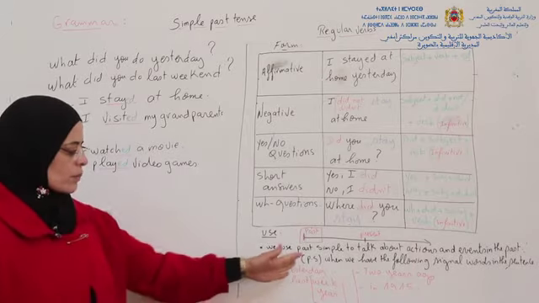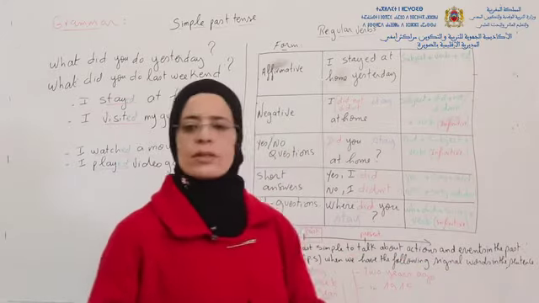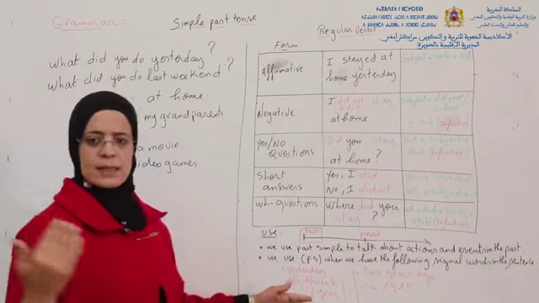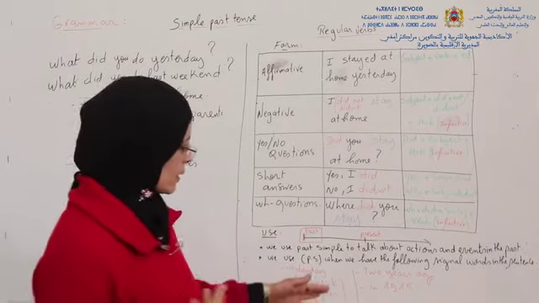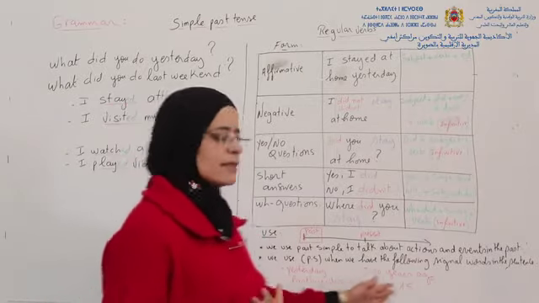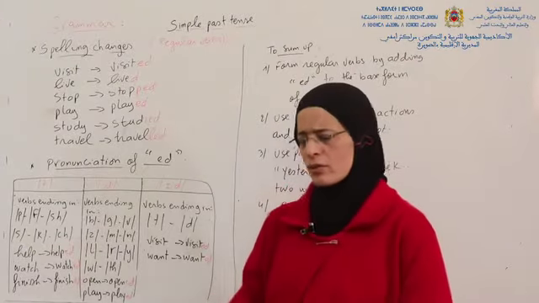Then we use also past simple when we have the following signal words in the sentence. For example, we have yesterday, last week, last year, last month. We have 2 years ago, and when you have a date in the past, in 1915, in 2000, etc. Okay, now this is concerning the form.